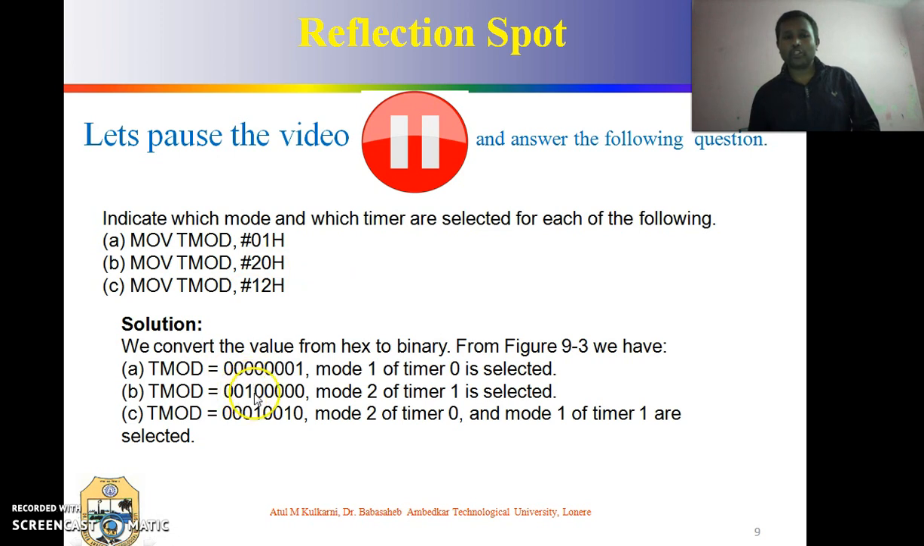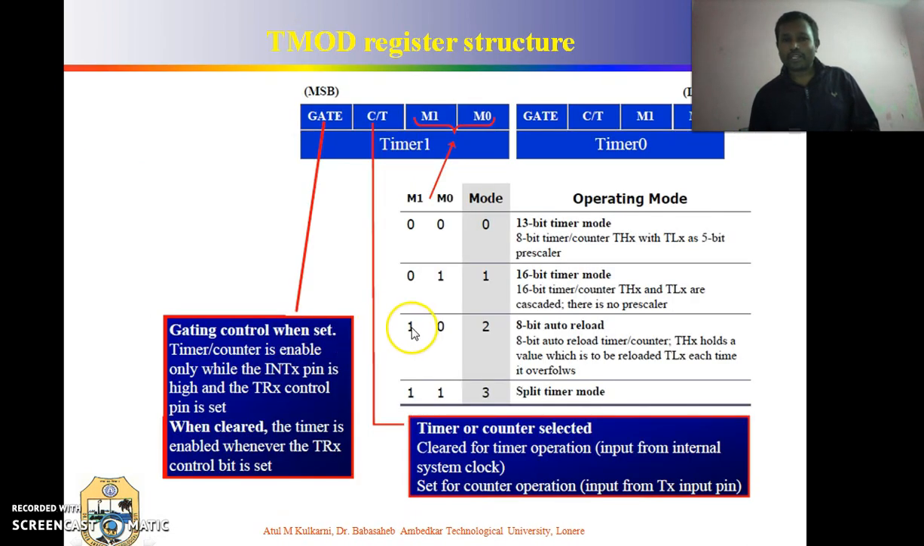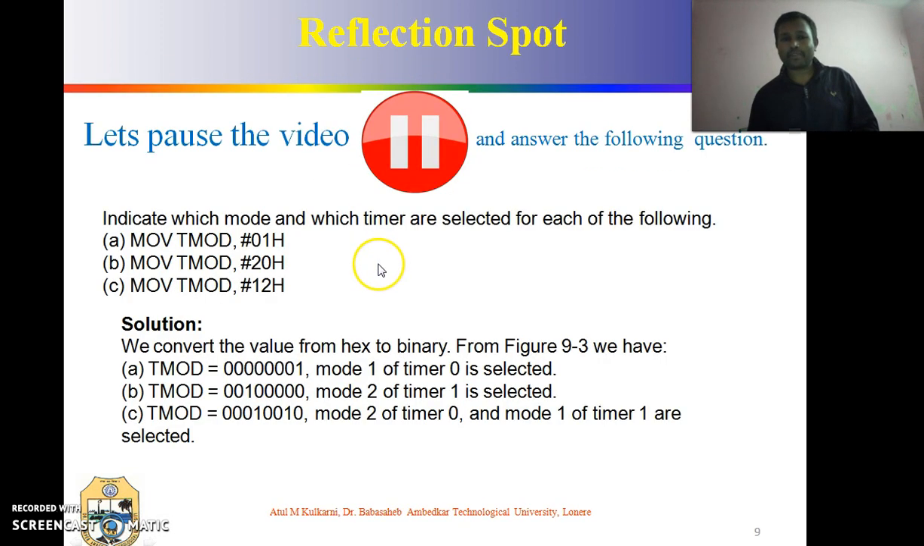20 hex means 0 0 1 0 0 0 0 0, and as we know, these 4 bits are related to timer 0, these 4 bits are related to timer 1, and this is 1 0. 1 0 means mode 2 of timer 1. The same is mentioned here, mode 2 of timer 1. And if you load TMOD with 12H, which means 0 0 0 1 0 0 1 0, then this means mode 2 of timer 0 and this means mode 1 of timer 1 gets selected.